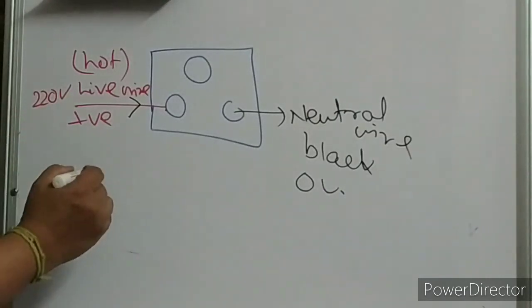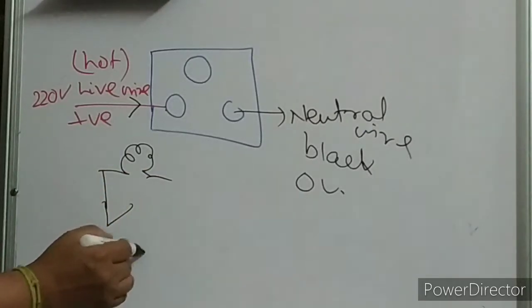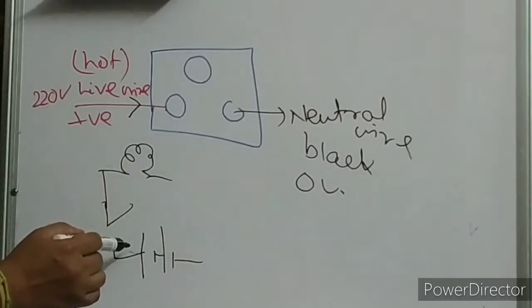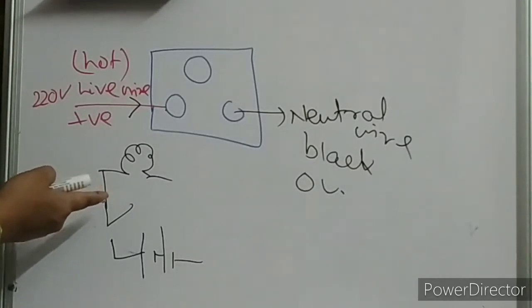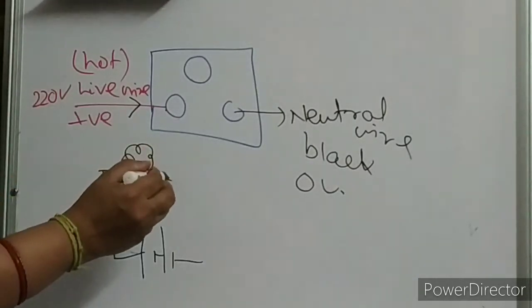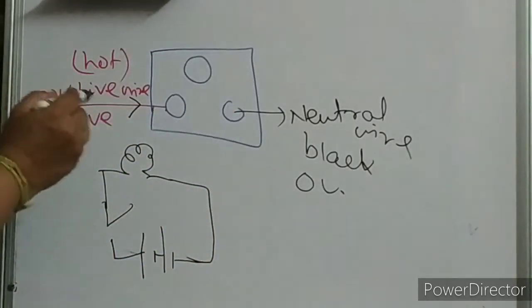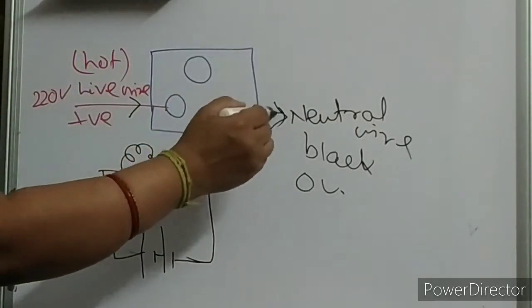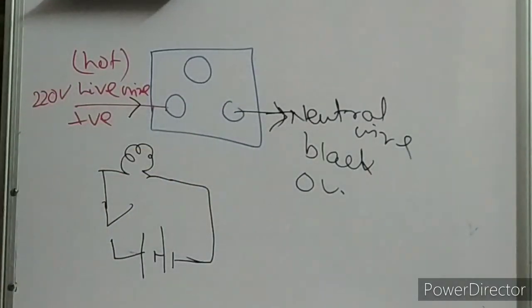See children, suppose a bulb is connected through a switch, and a battery is there. Now we have connected the battery source to this bulb. Will the bulb glow? No. To complete the circuit, we need the second half, your neutral wire. So current is entering through the live wire and coming out through the neutral wire. It is completing your circuit children. Hope I am clear with this.